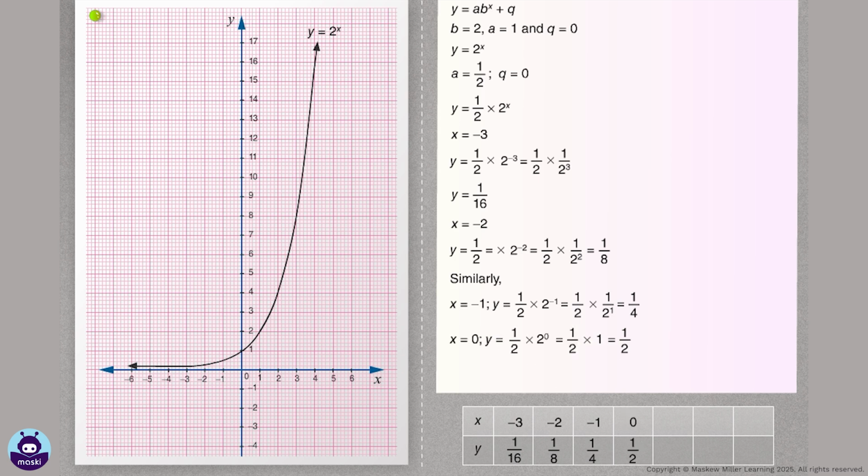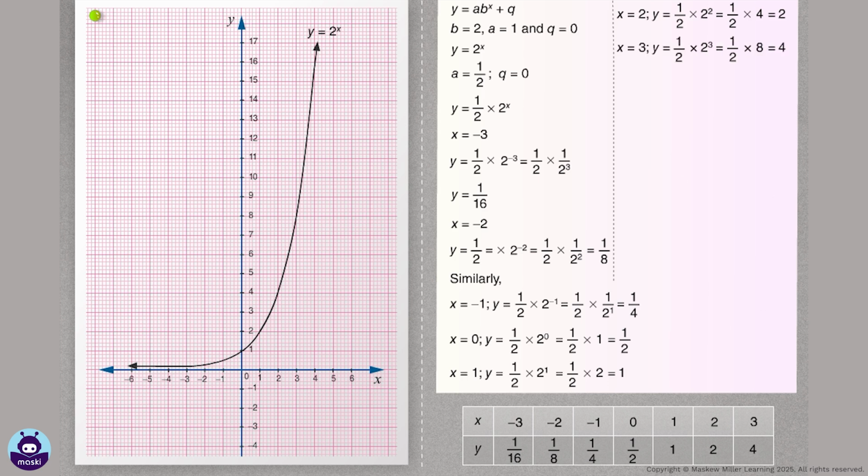X is equal to 0, y is equal to half times 2 to the power of 0 equals half times 1 is equal to half. X is equal to 1, y is equal to half times 2 to the power of 1 equals half times 2 equals 1. X equals 2, y equals half times 2 to the power of 2 is equal to half times 4 equals 2. X is equal to 3, y is equal to half times 2 to the power of 3 equals half times 8 equals 4.